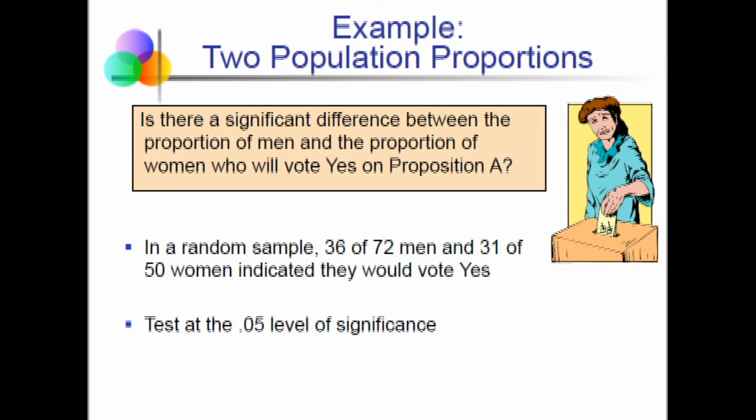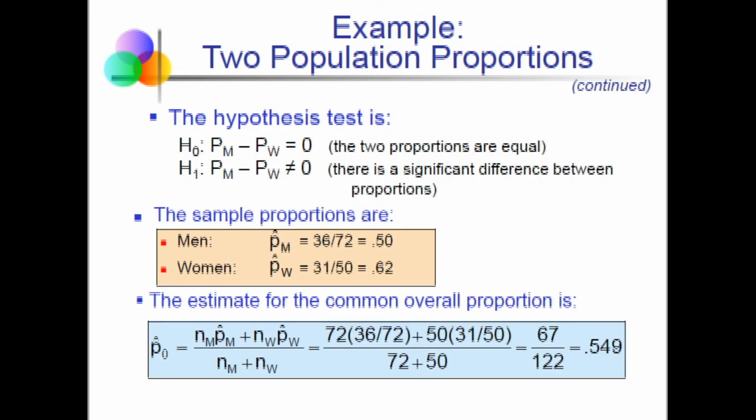In this example, we're told 36 of 72 men and 31 of 50 women indicated that they would vote yes for this proposition. Test at alpha equal to 0.05. So this is the hypothesis: is there a difference? The null hypothesis says that there is no difference, that the two proportions are equal, and the alternative is the opposite, which just says that there is a difference.